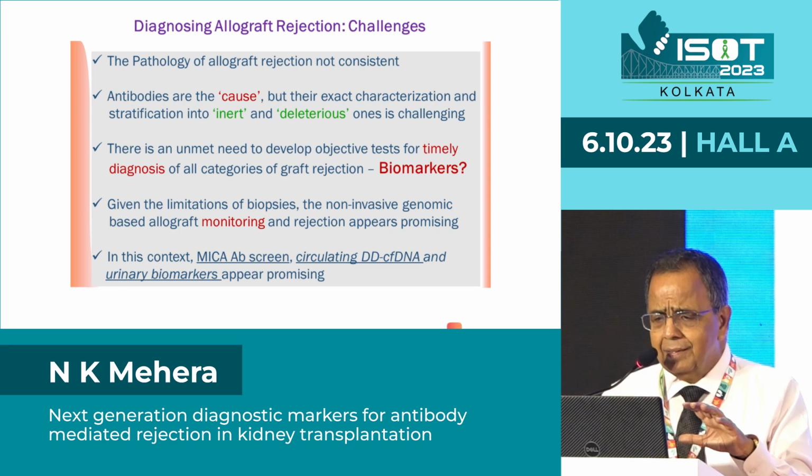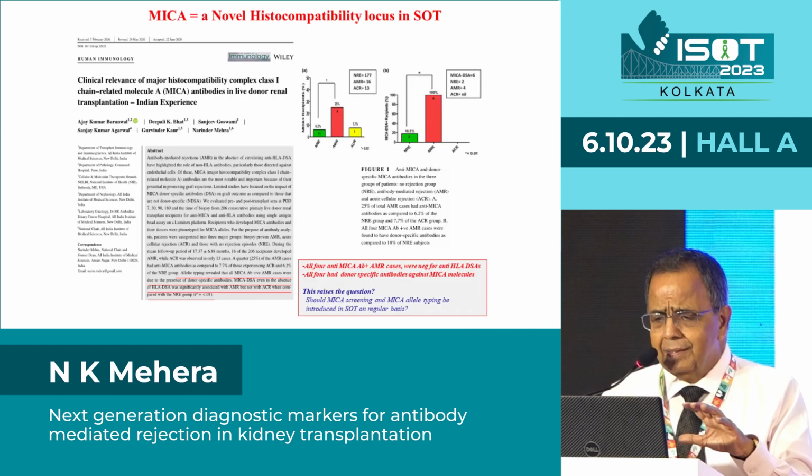In this context, you could use MIC-A antibody screening, because there are a lot of patients who do not have any evidence of HLA-DSA, but yet the graft is lost, and that's probably due to the MIC-A antibody. Circulating donor-derived cell-free DNA is a new kid on the block, and this is something that I want to talk about. And of course, the urinary biomarkers as well.